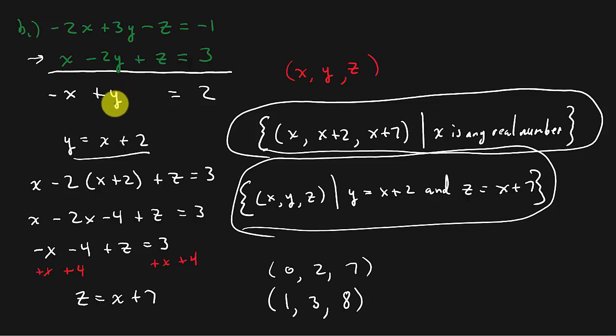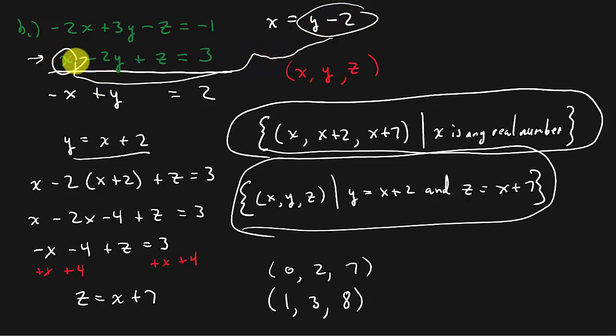If I would have taken this equation here and solved it for x, I would have gotten x equals y minus 2. And then I would have taken this y minus 2 and plugged it in for x, and I would have gotten z in terms of y. Okay? And so then everything would have been in terms of y. And that answer would be correct also.